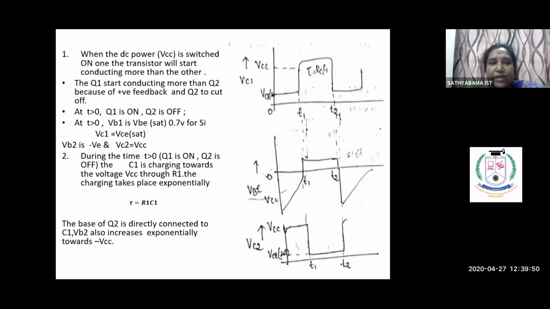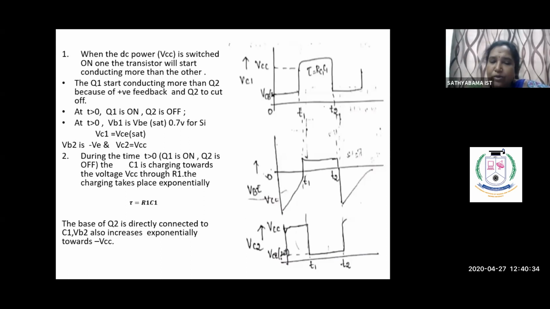First, initially we assume Q1 is on and Q2 is off, for T greater than 0, that is before T1. What will happen? Q1 is on and Q2 is off. VB1 is VB saturation, which is 0.7 volts for silicon, and VC1 is equal to VCE saturation, which is a small voltage.